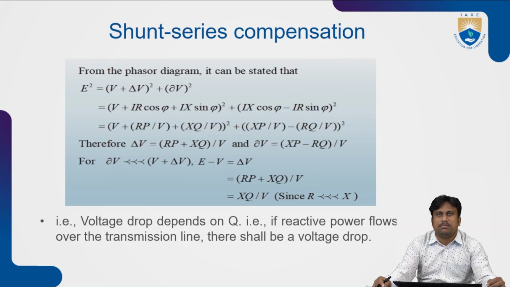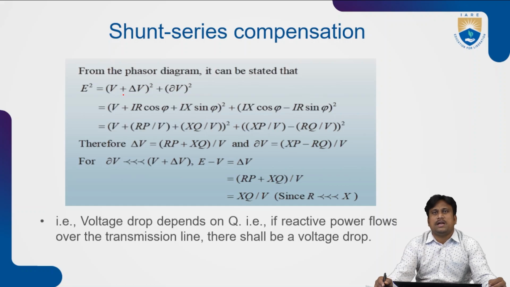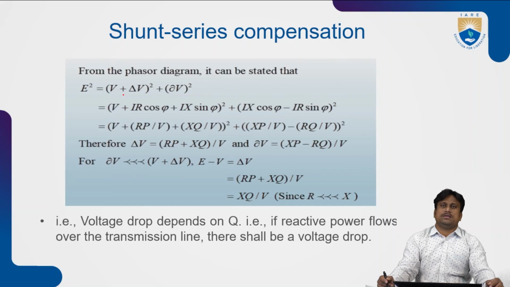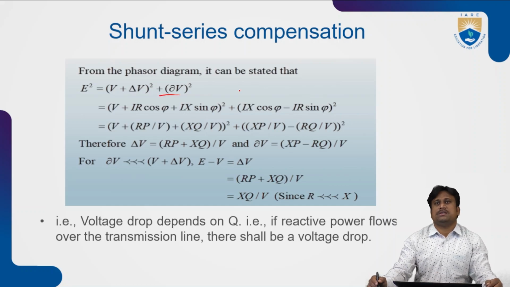So when you take the (A plus B) whole square concept, then V becomes V square plus delta V, which is associated with IR cos phi plus IX sin phi. So this combination is substituted in terms of delta V, and this delta V will also be represented with IX cos phi minus IR sin phi.